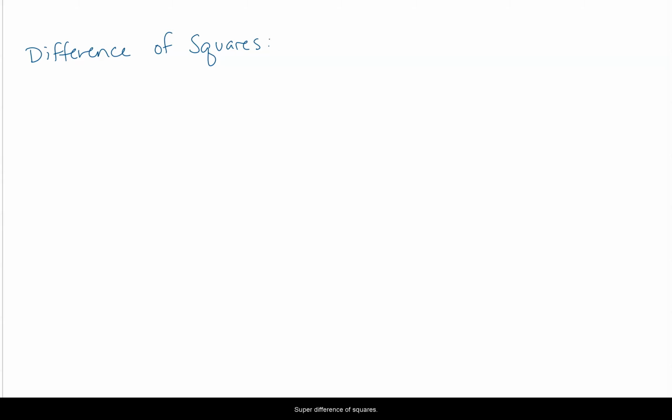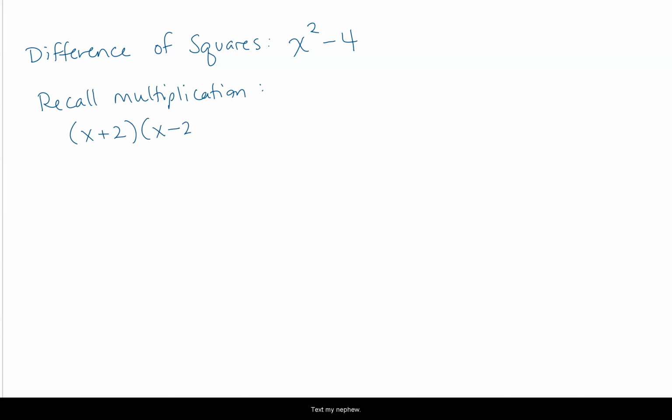So for difference of squares, though, if we just change that middle sign to a subtraction, we are able to factor it. Before I show you how to factor it, let's take a look at multiplying. Suppose I had x plus 2 times x minus 2, and I needed to multiply it out.